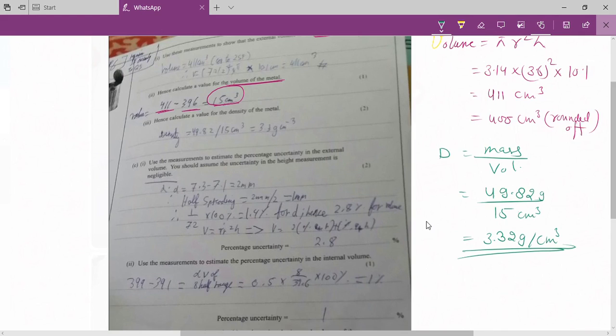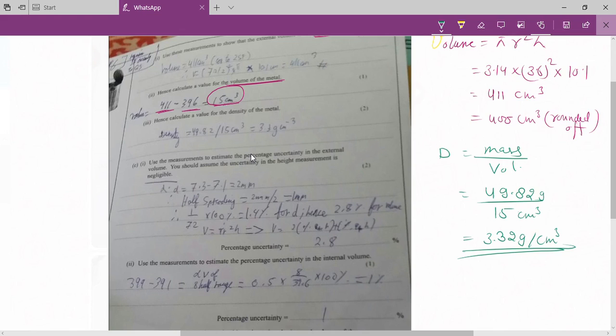The next one is part C1. Use the measurement to estimate the percentage uncertainty in the external volume. Yeah, sure. This one is the most tricky one. I can't understand this one at all, actually. No, beta, it's a tricky one, but you can understand that, I am telling you. You should assume that the uncertainty of the height measurement is negligible.